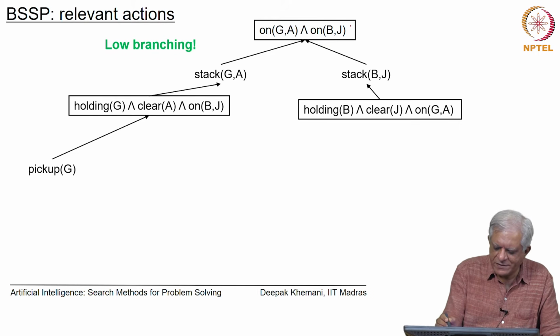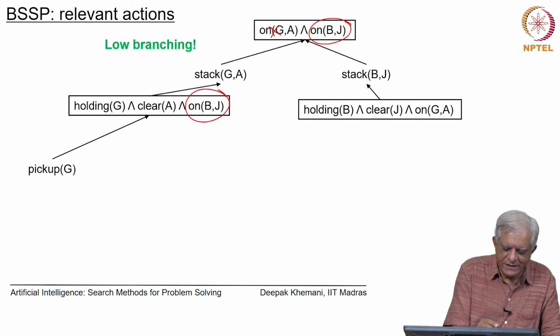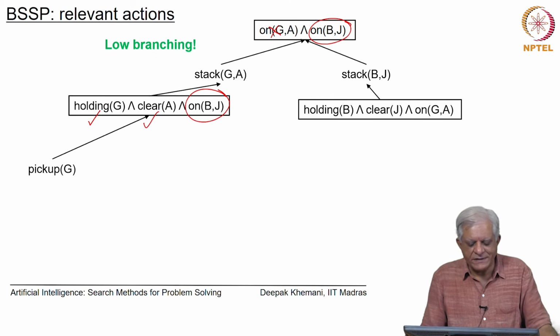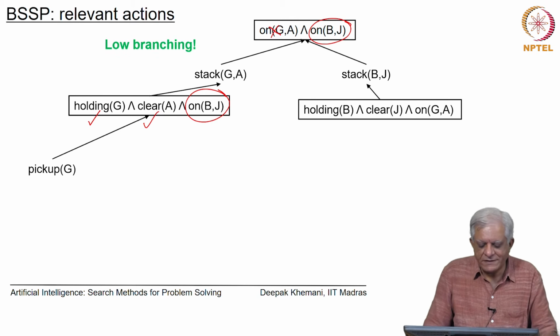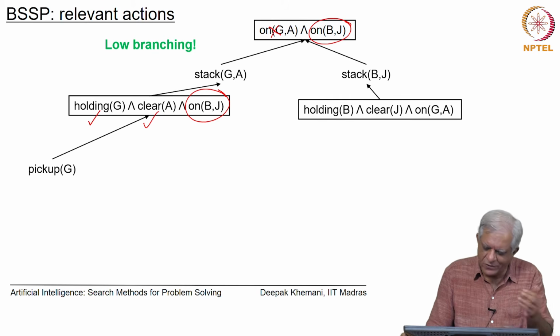So, we had this on Bj here, which we carry forward to this, but we delete on Ga from this, and we add the preconditions of the action stack Ga, and the preconditions are that you must be holding G and A must be clear. If you are holding G and A is clear, then you are able to stack G onto A, and the resulting action, if you were to progress from this to the goal state, would be the goal state.